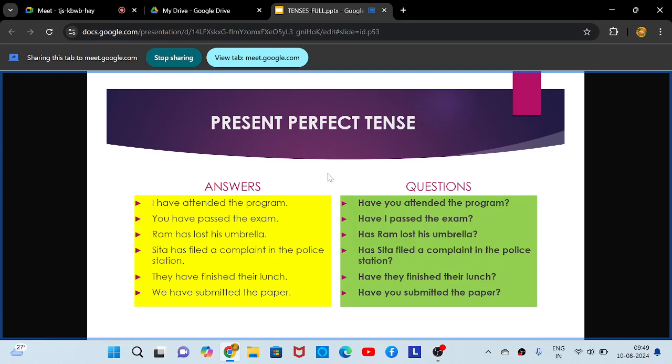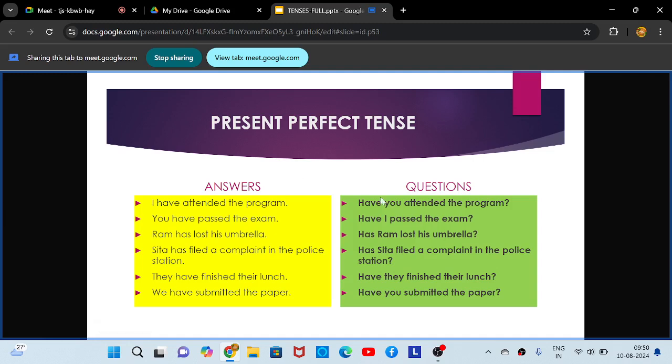Present perfect tense will have all the questions beginning either with has or have. Has or have. Okay. So I will read the questions one by one. Have you attended the program? Have I passed the exam? Has Ram lost his umbrella? Has Sita filed a complaint in the police station? Have they finished their lunch? Have you submitted the paper? So here all the questions are beginning either with has or with have.